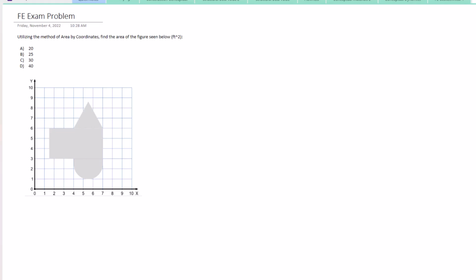This could fall under maybe construction or even mathematics, so quite a few applications here for this kind of problem. But let's read the description. Utilizing the method of area by coordinates, find the area of the figure seen below in feet squared. So we have a coordinate plane here. We need to use this method of area by coordinates. And how exactly do we do that?